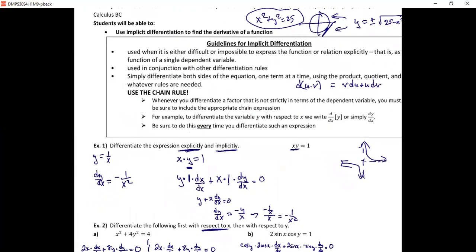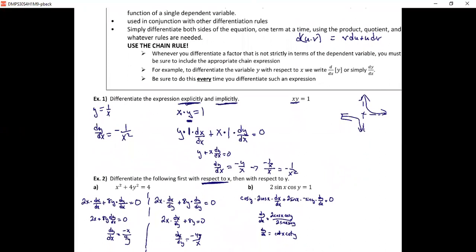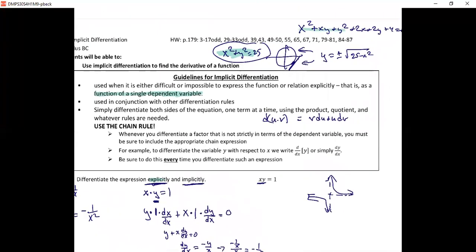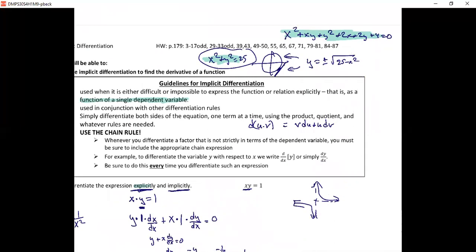Now, implicit differentiation, what do we mean when we say implicit versus explicit? So explicit is where we have a function of a single independent variable. All of the functions that we've been working with have been functions of x. Those are explicit. All of these relations are implicit because we're mixing the x's and y's together on one side. Sometimes we can write it as a function, sometimes we can't.